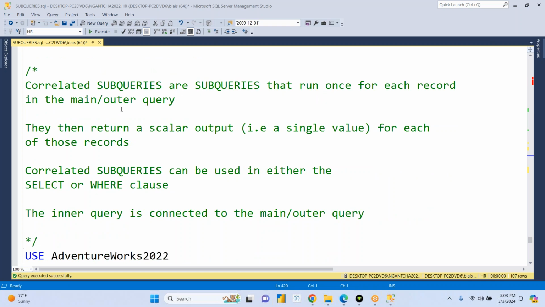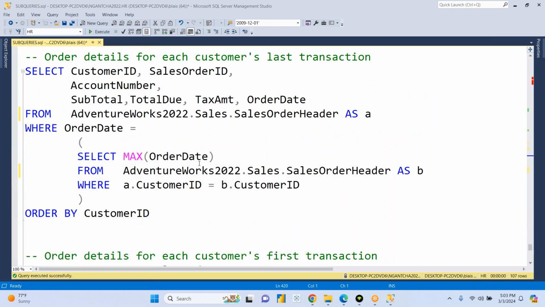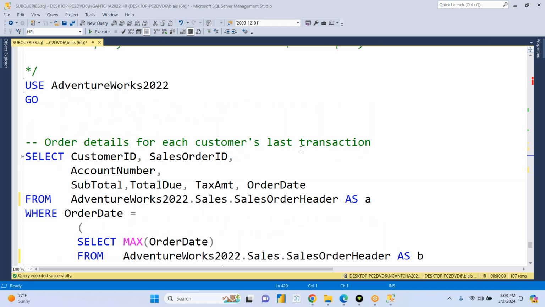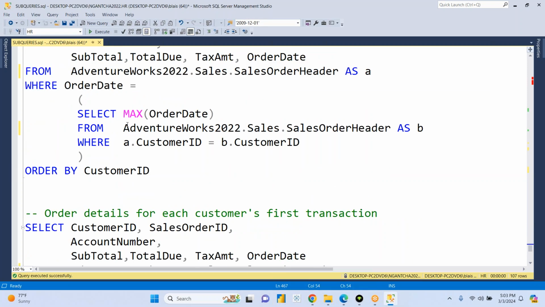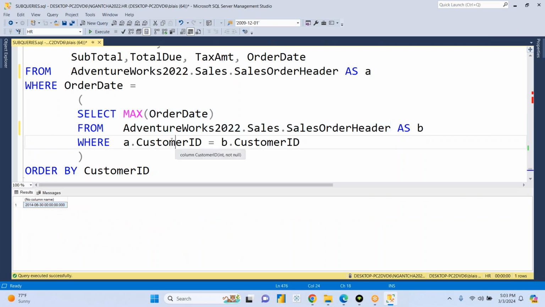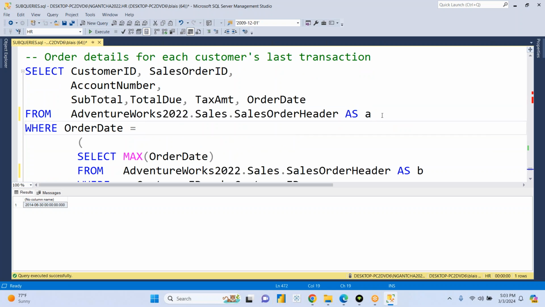So there is a connection between the inner query and the parent query. Let me show you that connection. For example, we want to look at the order details for each customer's last transaction. When you use max in the investigation of the last transaction of a customer, see right here, I'm using an inner query to investigate. This will give you the last transaction in the entire data set, one value. But take note, if I add this condition where the customer ID from table A, the table in the parent query, is the same. This is it. See, this is the parent table.